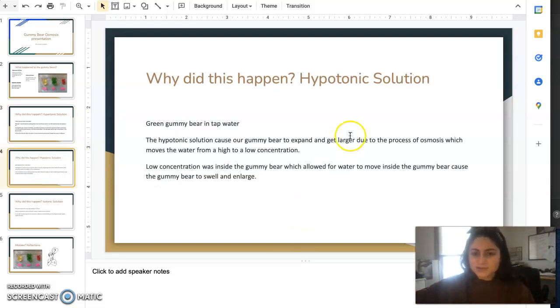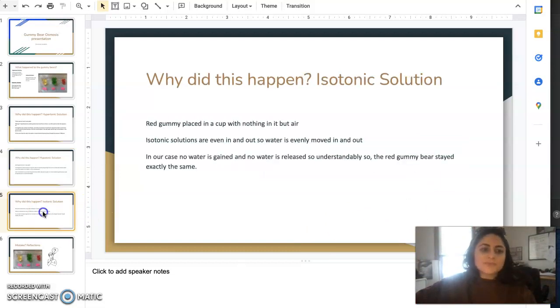Hypotonic solution. I should have incorporated a picture again of each one, but my green gummy bear was the one in tap water, which expanded the most. The hypotonic solution caused this gummy bear to expand and get larger because of the process of osmosis, which moves the water from a high concentration to a low concentration. And then for this instance, the low concentration was inside this gummy bear, which allowed for the water to move inside, causing the gummy bear to swell and enlarge.